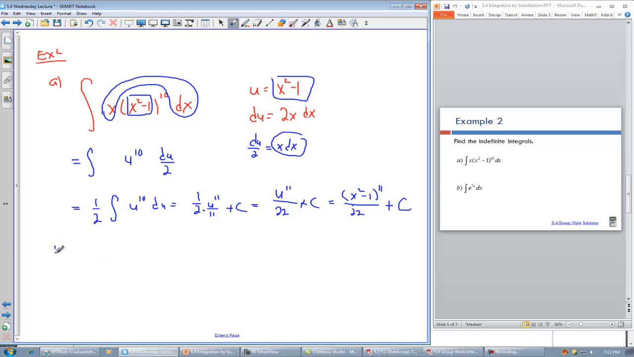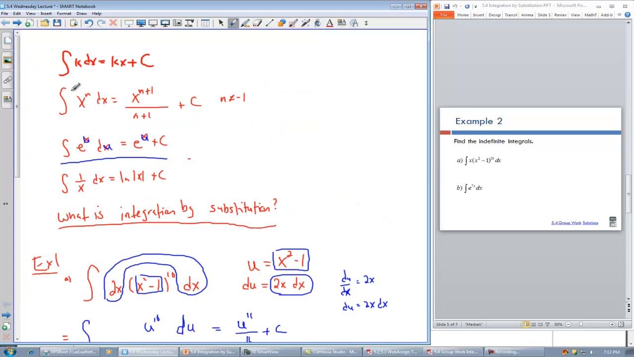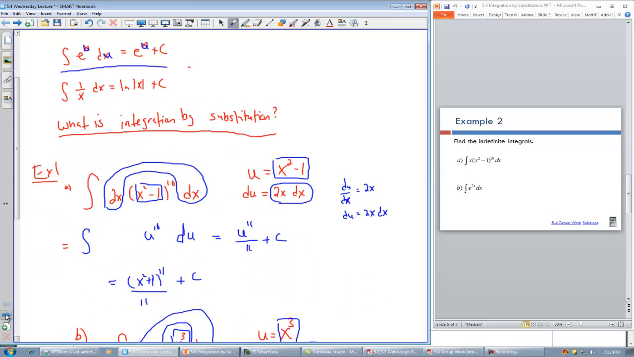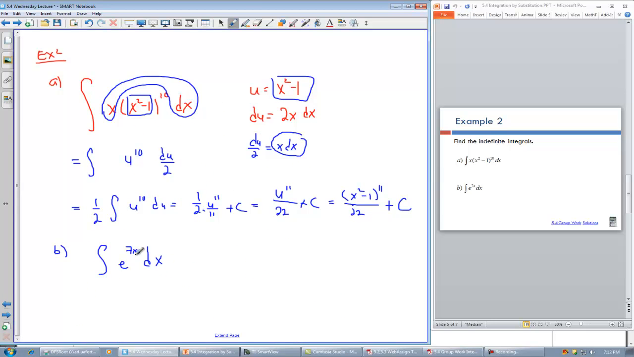On the next one, part B, I have the integral of e to the 7x dx. Now I look at this with fresh eyes. I say, okay, it's not one of my 4 types, one of my 4 types being a constant, a power, just e to the x, or 1 over x. So there's not much I can do with it as it is now. So what I need to do is I need to make a substitution.